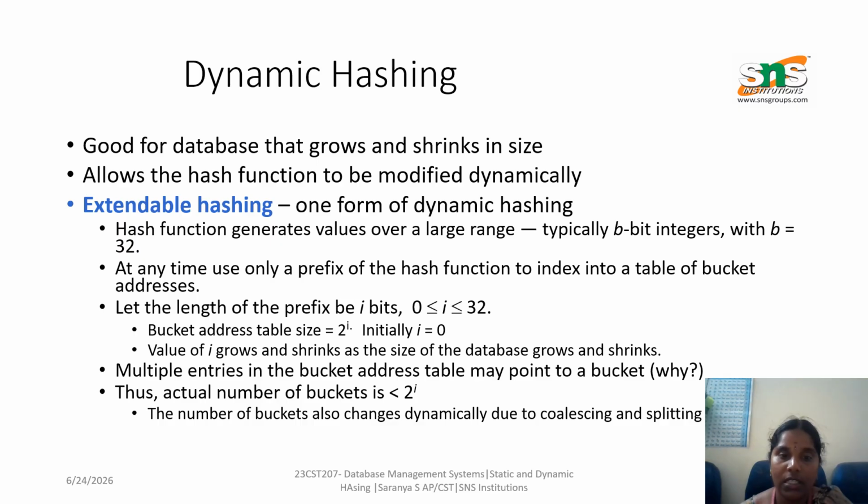The hash function generates values over a large range, typically b-bit integers with b equal to 32 bits. At any time, use only a prefix of the hash function to index into the table of bucket addresses. Let the length of the prefix be i bits, where 0 is less than or equal to i, which is less than or equal to 32. The bucket address table size is 2 power i, and initially i equals 0. The value of i grows and shrinks as the size of the database grows and shrinks.